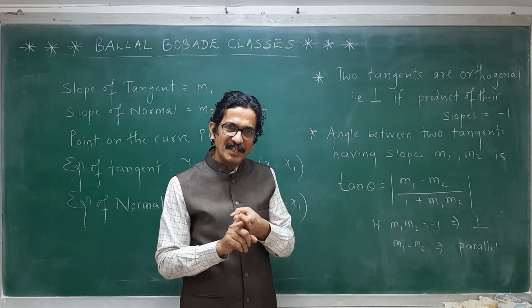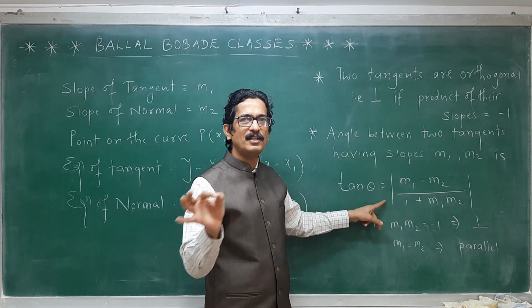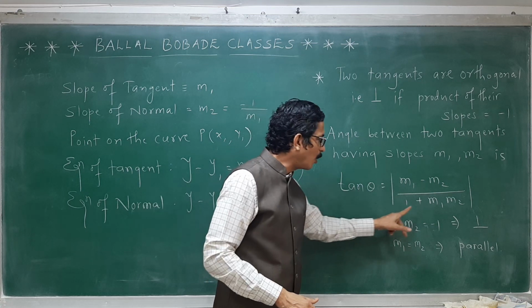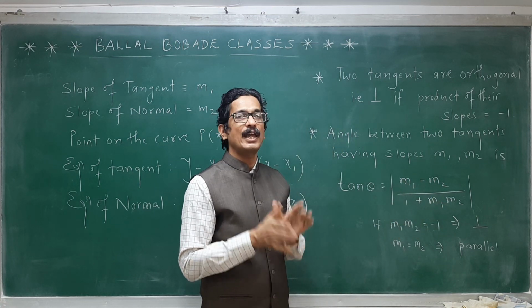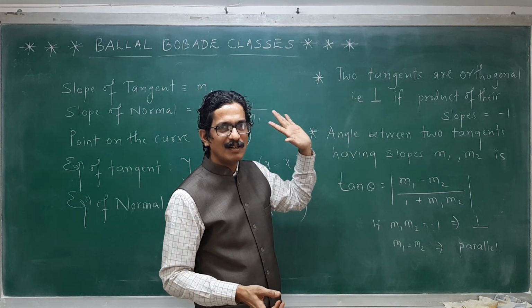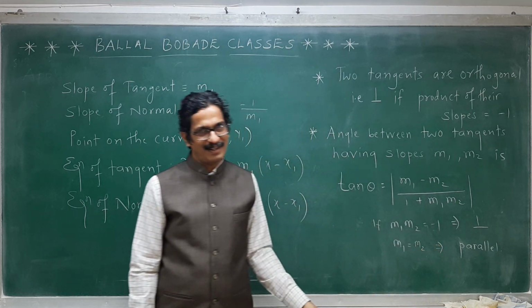But if it is not 90 degrees, the acute angle is to be found using the formula tan theta equals mod of m1 minus m2 upon 1 plus m1 m2. If m1 m2 is minus 1, obviously the tangents are orthogonal, and if m1 equals m2, then the tangents are parallel.